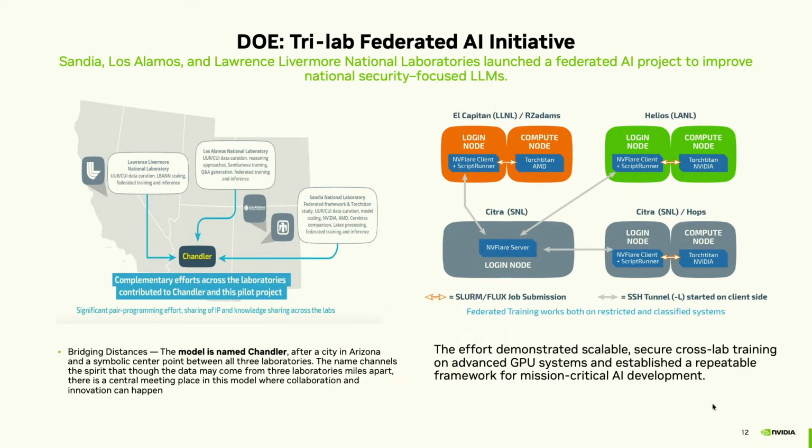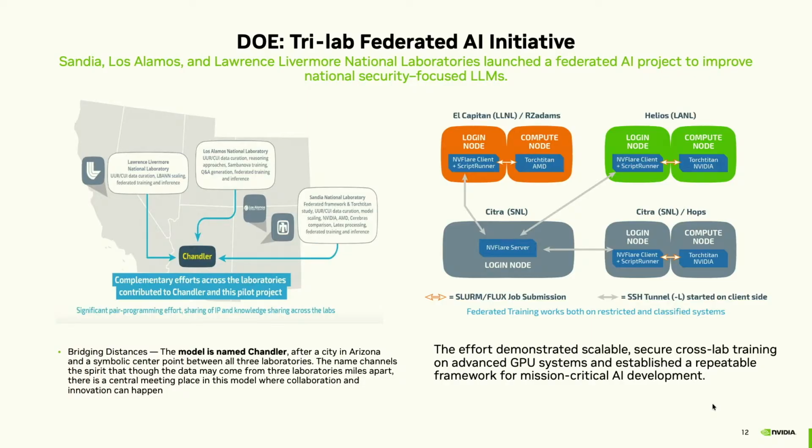So this is another example, talking about who is using it. This one is DOE, the Department of Energy, with 3 national labs. There's actually another one I didn't show here, but this project has 3: Sandia, Lawrence Livermore, and Los Alamos. Together they try to train language models for classical information. In this case they call the model Chandler, which is a city's name in the middle of all these 3 labs.